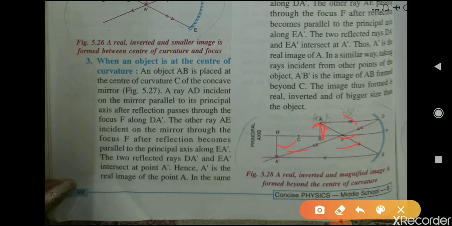Again, we have taken two rays, one parallel to the principal axis and the other which passes through the focus. So they both meet at a point somewhere beyond this center of curvature. So this is the image of the object AB. Okay, so this A dash B dash is the image of this object AB, which is formed beyond the center of curvature, and the image thus formed is real, inverted, and bigger in size than the object.